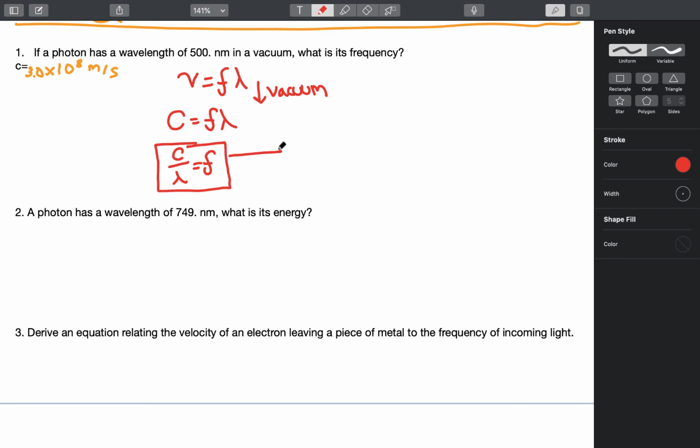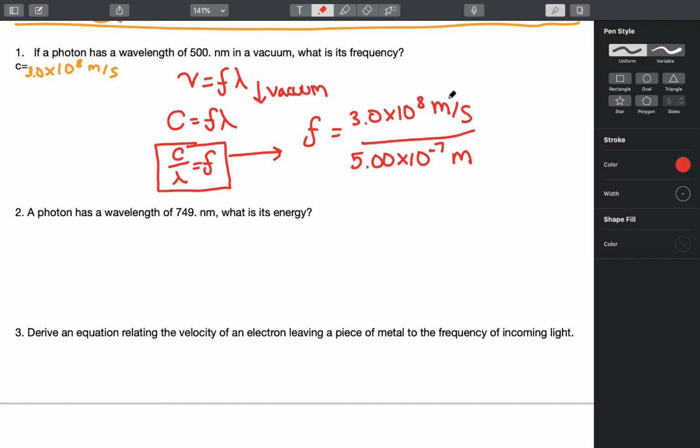So when we set this equation up, f is equal to 3.0 times 10 to the 8th meters per second over the wavelength. Now this is where the tricky part comes in. Since the velocity is in meters per second, you need to convert the 500 nanometers to meters. So here we're going to put 5.00 times 10 to the negative 7th meters. And this is the same value with the same number of significant figures as the value on top. Instead, we're in meters. This allows us to cancel the units out.